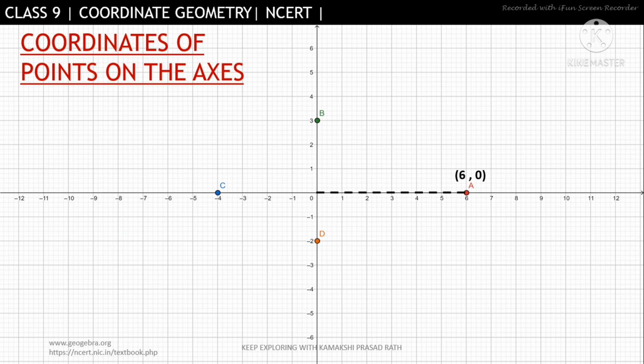Because we can see here the position of A: A is at a distance of 6 units from the y-axis. So that gives us the x coordinate.